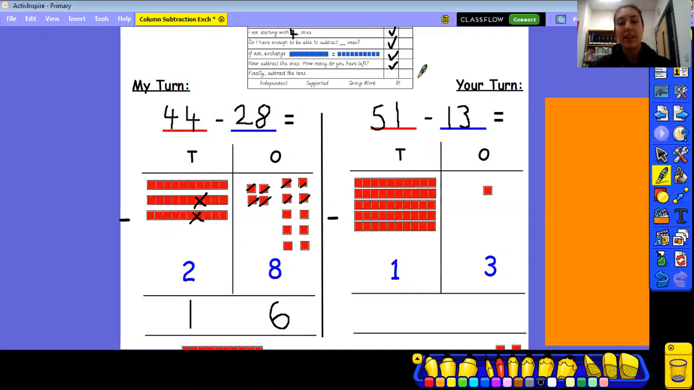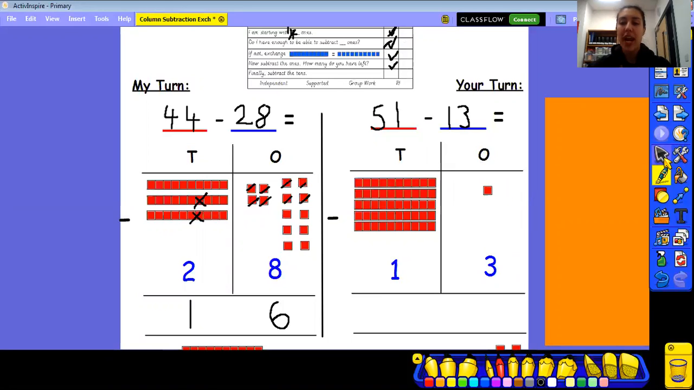So following our success criteria then, I am starting with, how many ones am I starting with? 1, well done. I am starting with 1 one. And I can take that off. Do I have enough to be able to subtract 3 ones? No, I don't, because 1 is much smaller than 3. So I do not have enough to be able to subtract 3 ones. So that means I need to get some more ones from somewhere. Where can I get some more ones from?